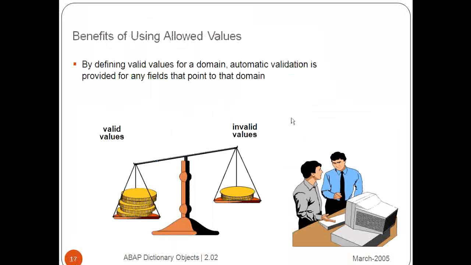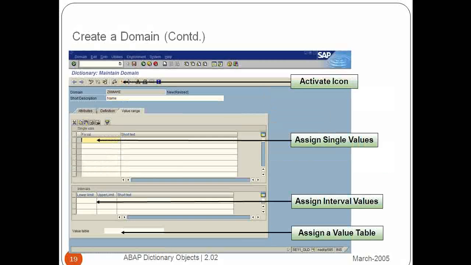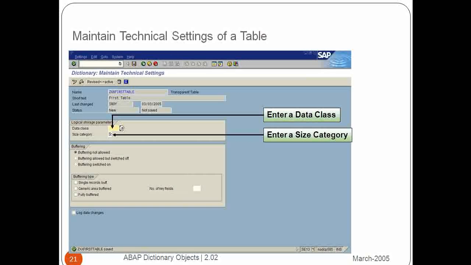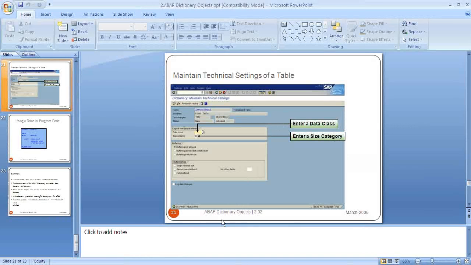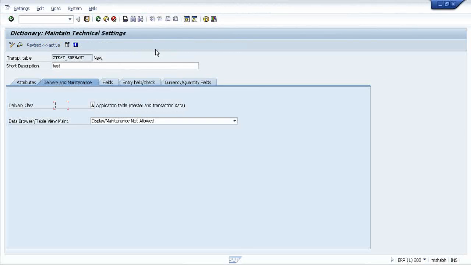So allowed values, domain. The benefit of using allowed values, I already explained. Create a domain. Yes, we can create, we can provide a single value, or we can provide intervals, we can provide a value table name. Fields, we have already added a field. Now maintaining technical settings in a table. Now what exactly are the technical settings in a table? Now see, we have done with the delivery and maintenance class. Now there is a button, technical settings. Click this one.